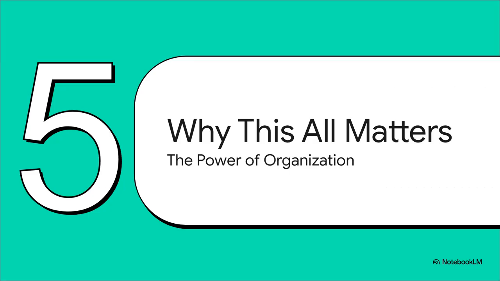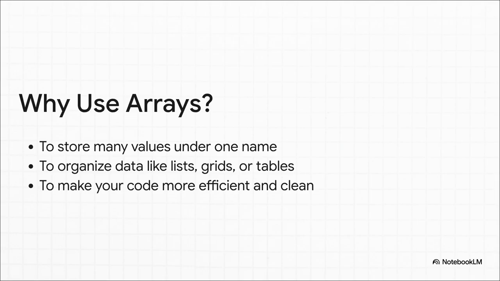It's all perfectly ordered. Now that K-pop grid is a pretty neat trick, but what's the big picture here? Why does any of this actually matter? Let's talk about the real power of being organized in your code. You know, it really just boils down to 3 huge benefits. First, you get to store tons of values under one single name. So goodbye variable 1, variable 2, all the way to variable 100. Second, you suddenly have the power to organize your data logically into things like lists, grids, and tables. And finally, putting it all together, this just makes your code so much more efficient, cleaner, and way easier for you or anyone else to understand.